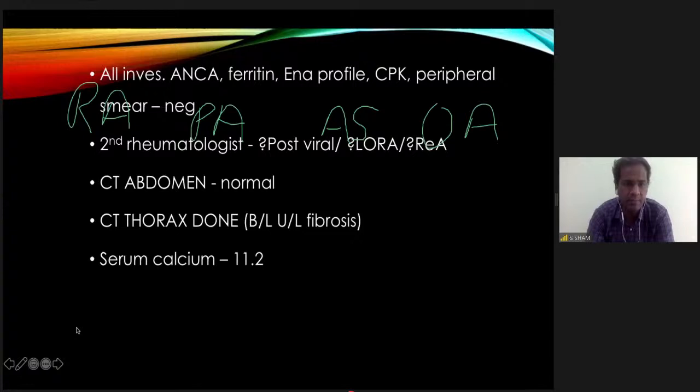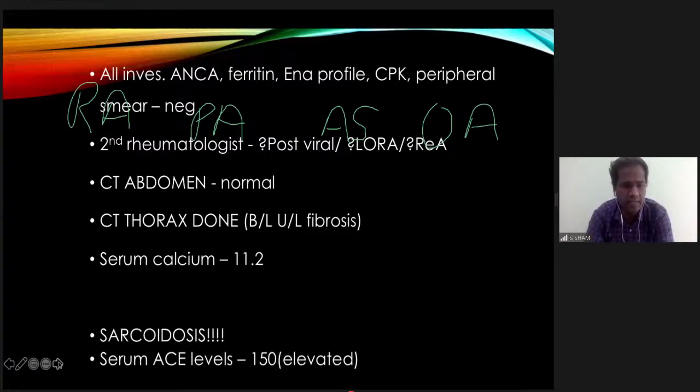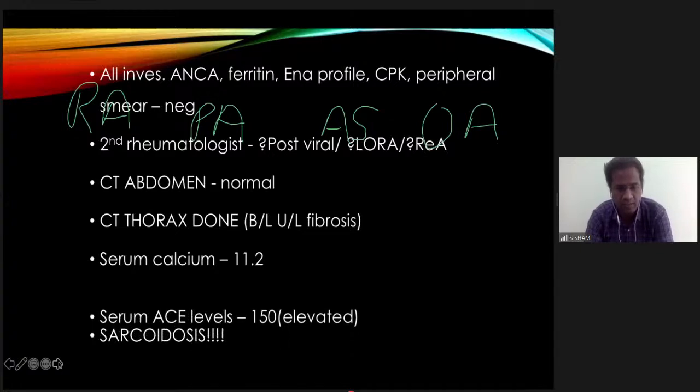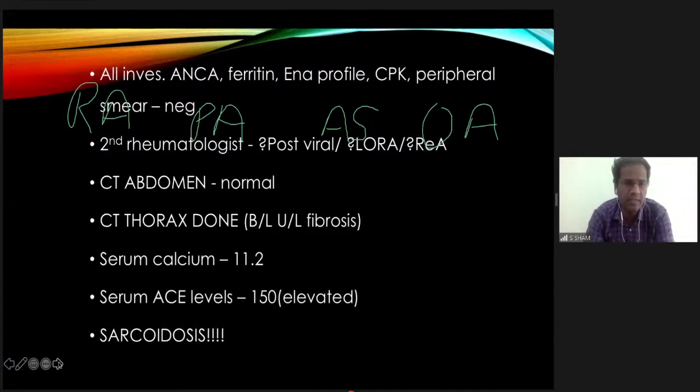So here we have a patient with diabetes, maybe a UTI, polyarthritis. Her calcium levels are high. Usually in rheumatology, whenever we see high calcium levels, we get excited because we have a condition called sarcoidosis where we see hypercalcemia, hypercalciuria. With this bilateral upper fibrosis and the calcium levels, we then went for a serum. She didn't have any mediastinal nodes, only fibrosis. Her ACE levels were elevated and we diagnosed it as sarcoidosis.